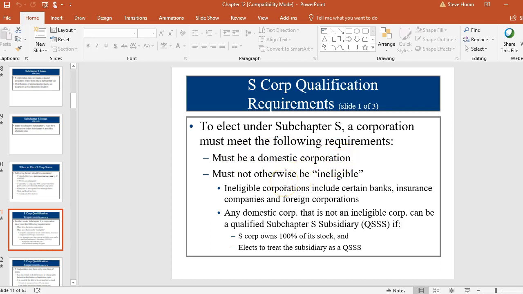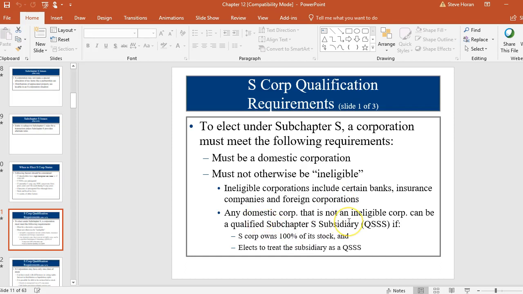It must not otherwise be ineligible. Ineligible corporations would be certain kinds of banks, insurance companies, and foreign corporations. Those would not have the option through IRS rules or tax law to become S corps. They just don't have that option.